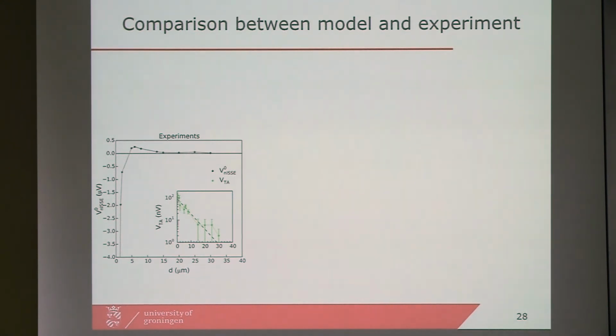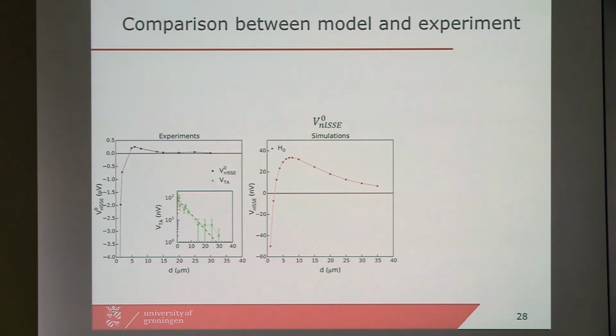So we try to compare our model and the experiment. First I show again the background non-local, the amplitude of the non-local signal at low fields. And this is what we get from the model. You see that indeed we reproduce the sign change distance relatively well, but the magnitude is completely off. So it's not quantitative agreement.